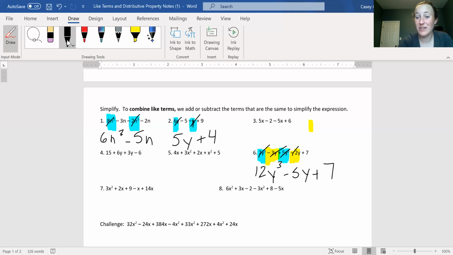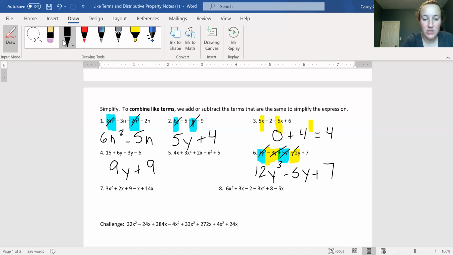All right, 3 was kind of tricky. Here are my like terms. 5 minus 5, guys, that's 0. Not an x, just 0. -2 plus 6 is 4. Your answer for number 3 should just be +4. Your answer for 4, when we put together our like terms, we've got 9y plus 9.